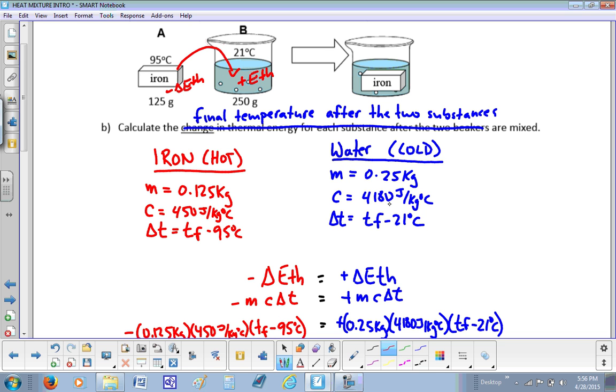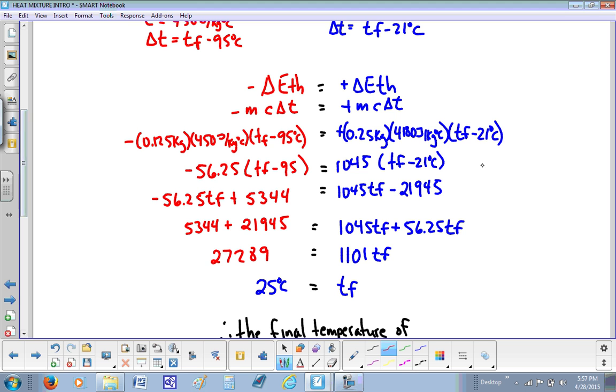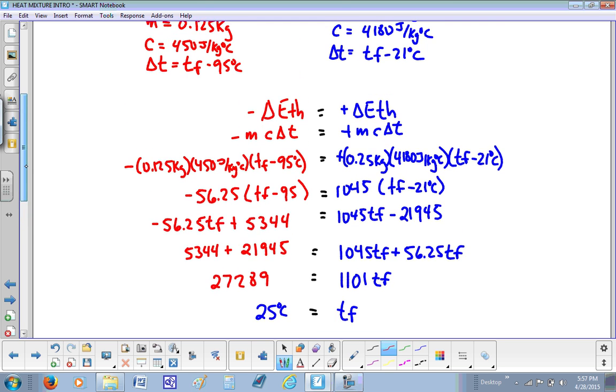So we have our values here, being careful to look up the heat capacity for iron, which is 450 joules per kilogram degrees Celsius. First page of your workbook, of course. We have our final temperature, TF minus 95. On this side for the water, TF minus 21. Remember, the iron loses, it's negative in front here. The water gains, so we have a positive there. And basically through math, the same rules apply just like before. We plug the values in, we do the FOIL, then we isolate for TF, and we have a final temperature of 25 degrees for the mixture, which is kind of interesting.